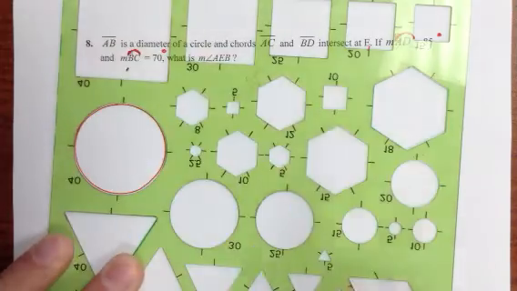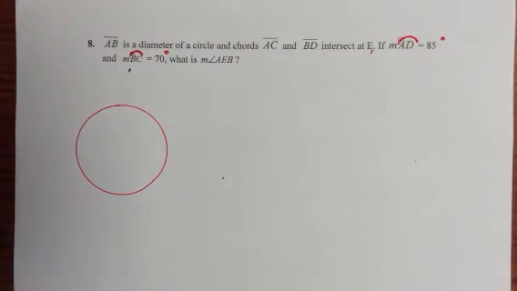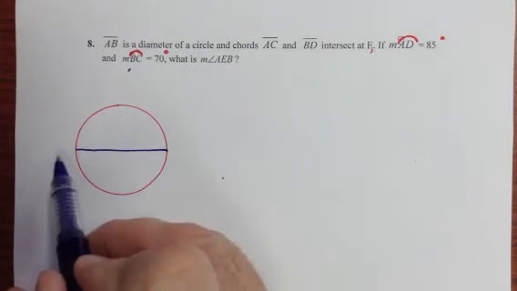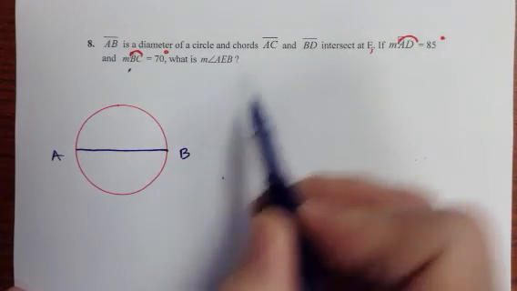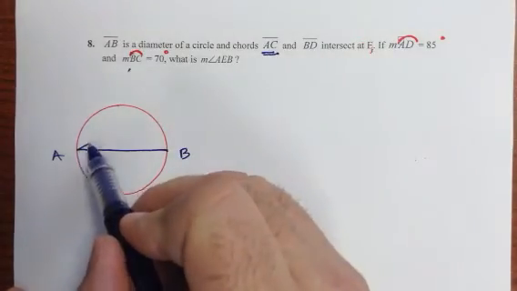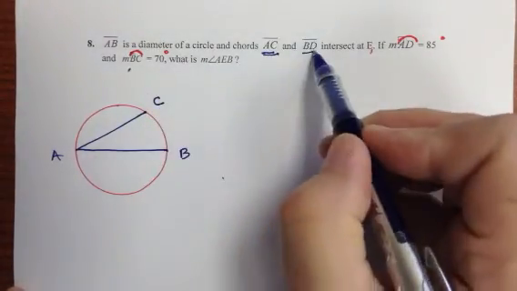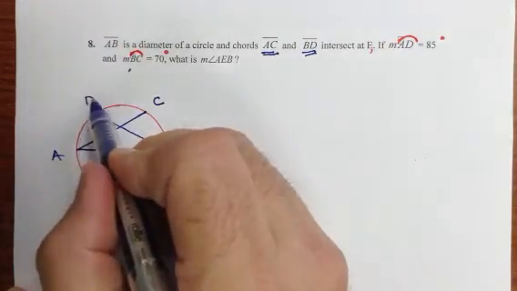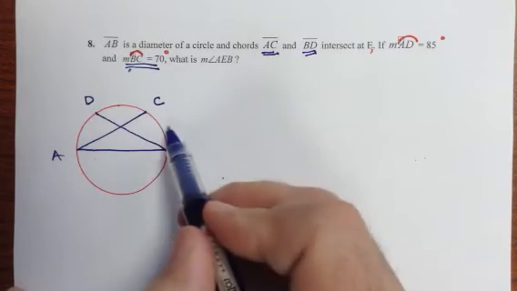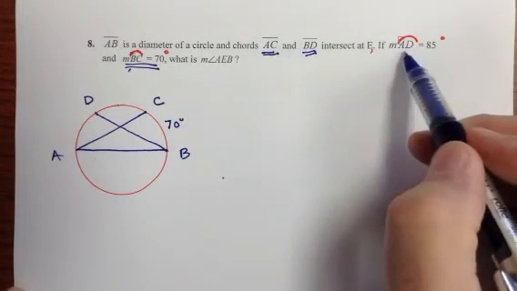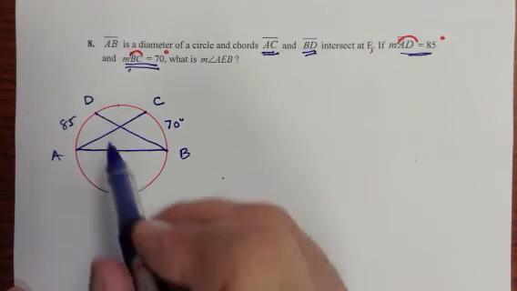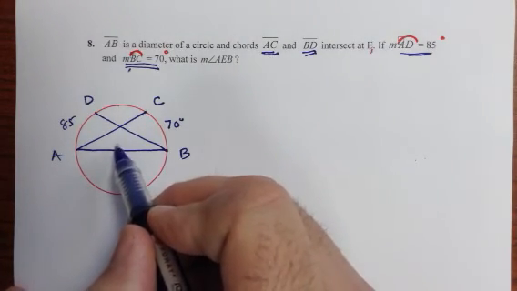Okay, let's get a high quality circle. And then let's put in the diameter AB. AC is a chord. BD is a chord. Arc BC is 70. Arc AD is 85. Let's see, what do I have?